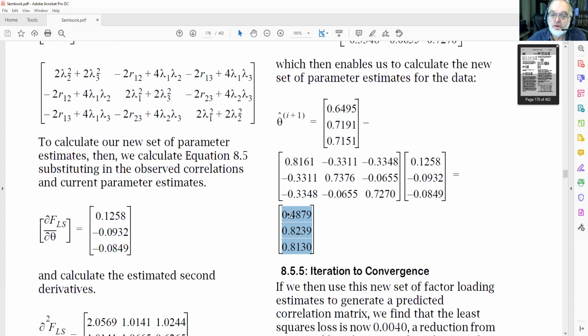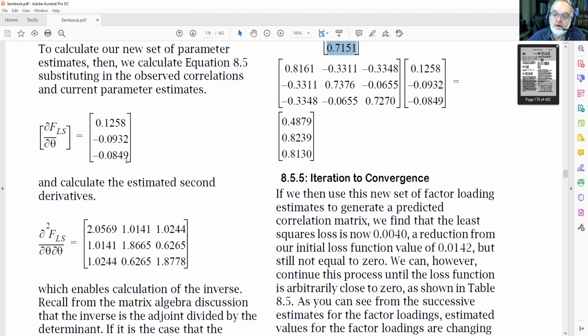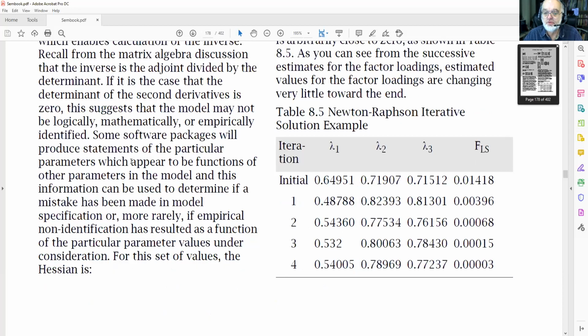And then what I do is I take these three values and I apply the formula again. I take these values down here and paste them up here and recalculate the derivatives. And I keep doing that until the program stops. It says the game isn't worth the candle. I'm going to call this final set of loadings the answers.